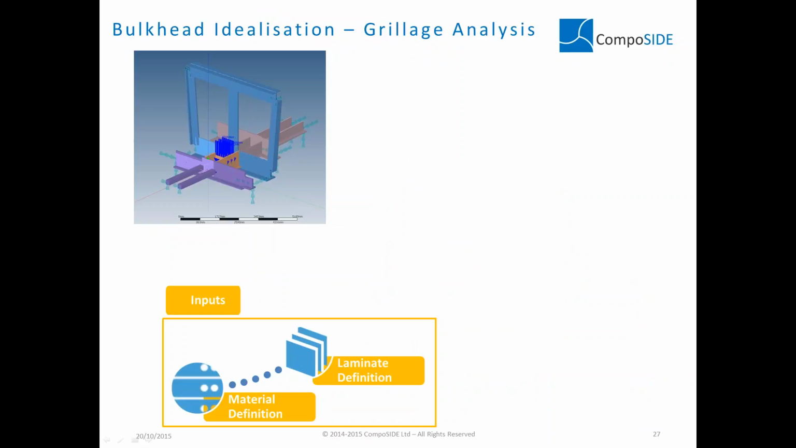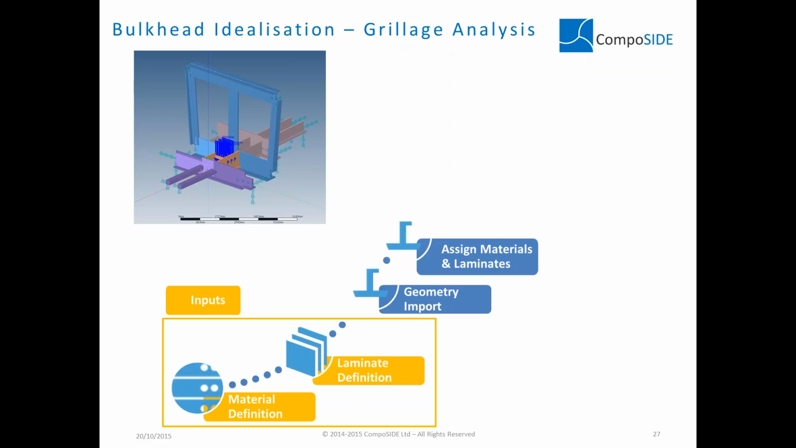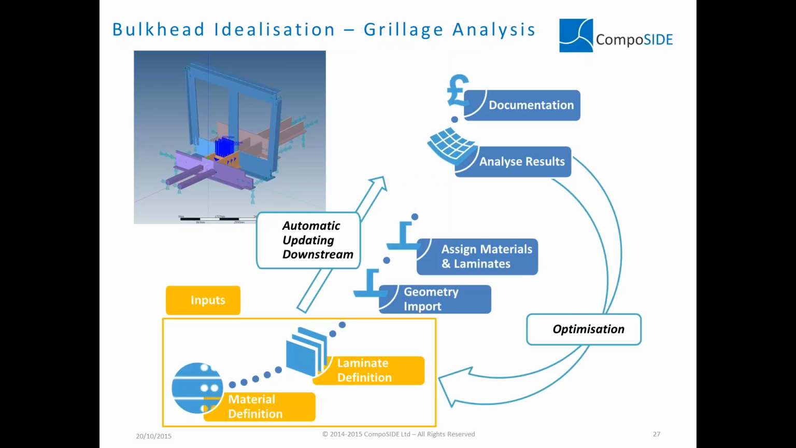Okay, so we don't just do shells in FE space. We can also define this bulkhead and the surrounding structure using beams. So same as before, my materials and laminates are defined. I can import my section geometry. So for each of these sections is a section space section. I can assign my materials and laminates to that section and then import my geometry and assign the load cases, as you can see here.